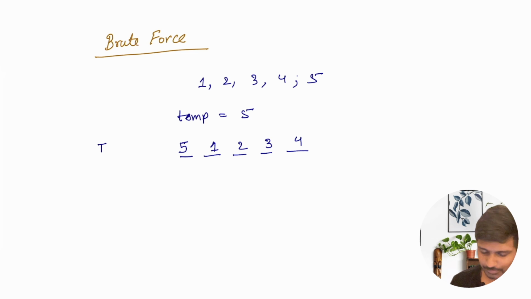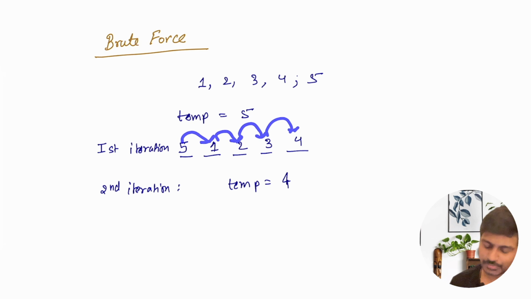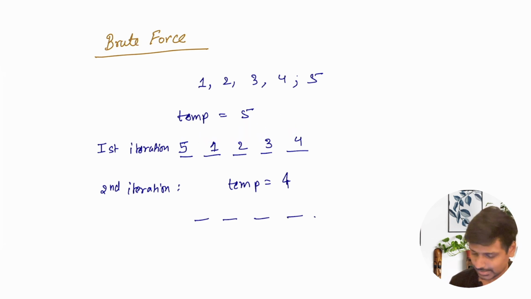So this will give us the first iteration. Now let's do the second iteration also. So in the second iteration, we will store 4 in the temp variable and then we'll do the same operation. So then we will shift all the elements one position right. So once we have done this, then 3 will come here, 2 will come here, 1 will come here, 5 will come here and then 4 will come here. So as you can see, after doing these two operations, we have actually rotated the array.